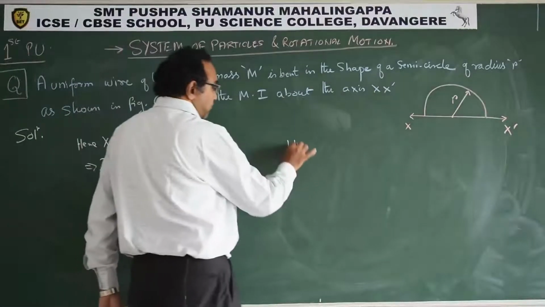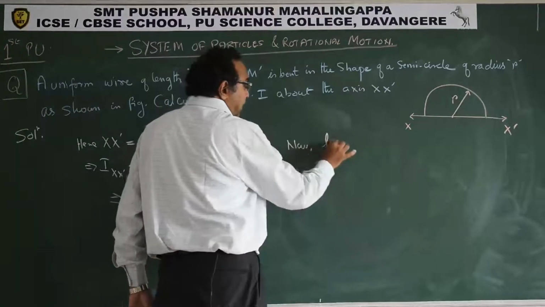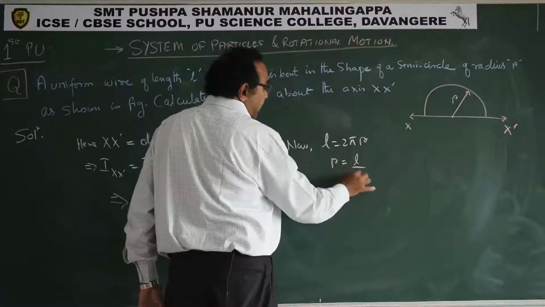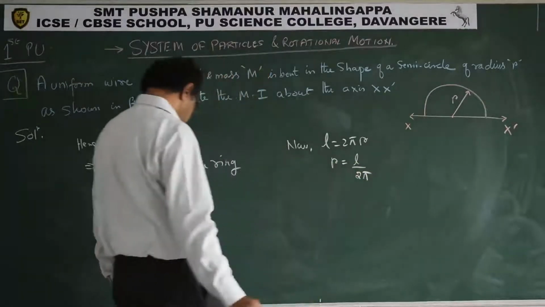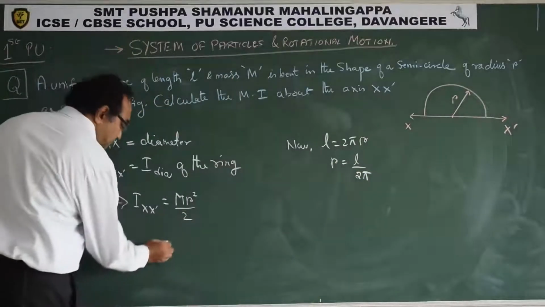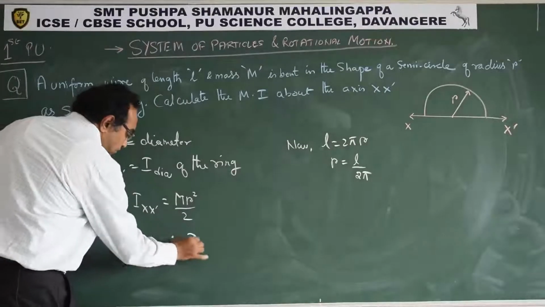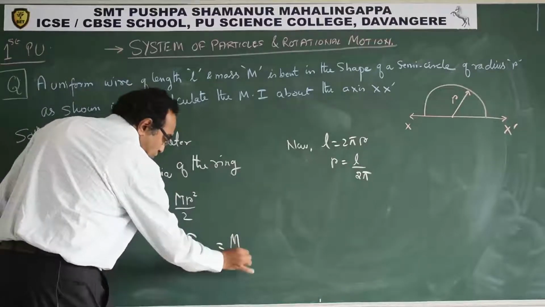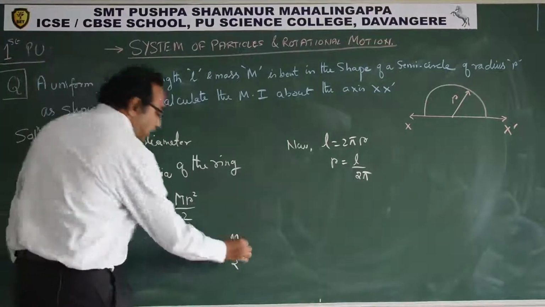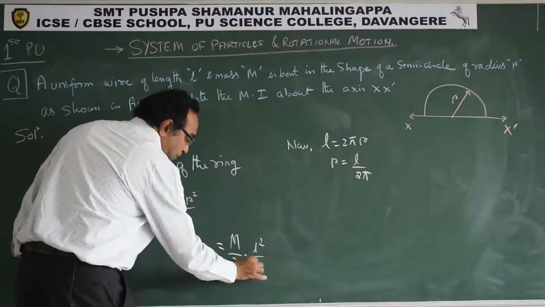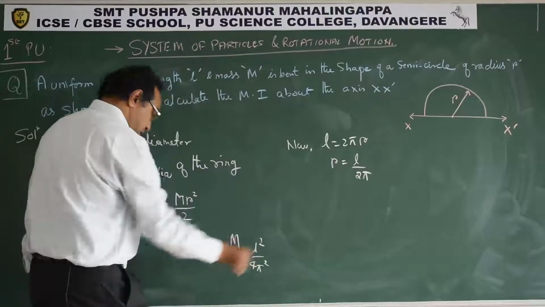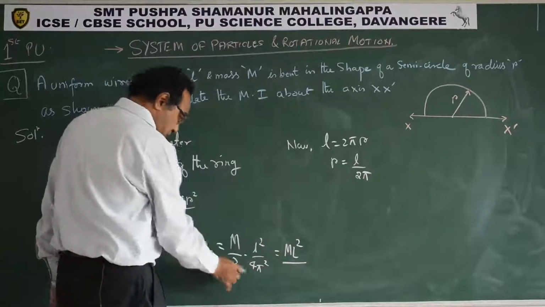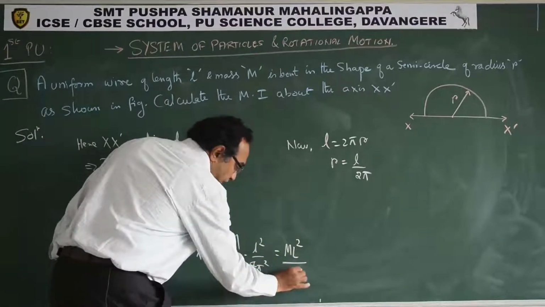Now L is given as 2 pi r. So r is equal to L upon 2 pi. So therefore Ixx dash will be m by 2 and r square. So that is L square upon 4 pi square, and that is how much? ml square upon 8 pi square.